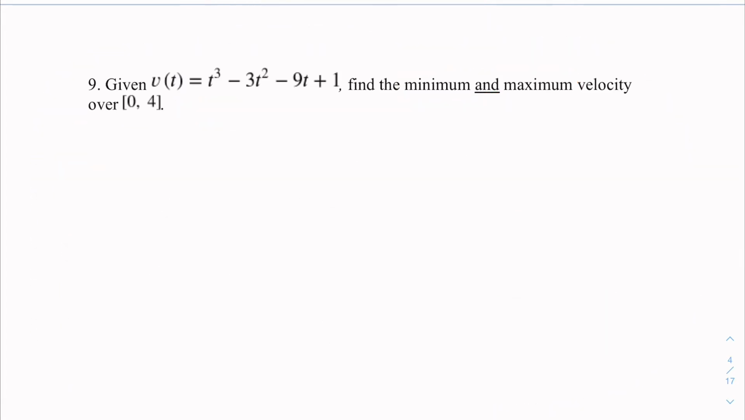Okay, so we want the max or min velocity over this interval. The fact that they're giving me endpoints immediately clues me in that I need to do an absolute. What we're doing is an absolute min or max problem. And so for absolute min and max problems, number 1, we consider endpoints and critical points. And then number 2, we evaluate at all those values.